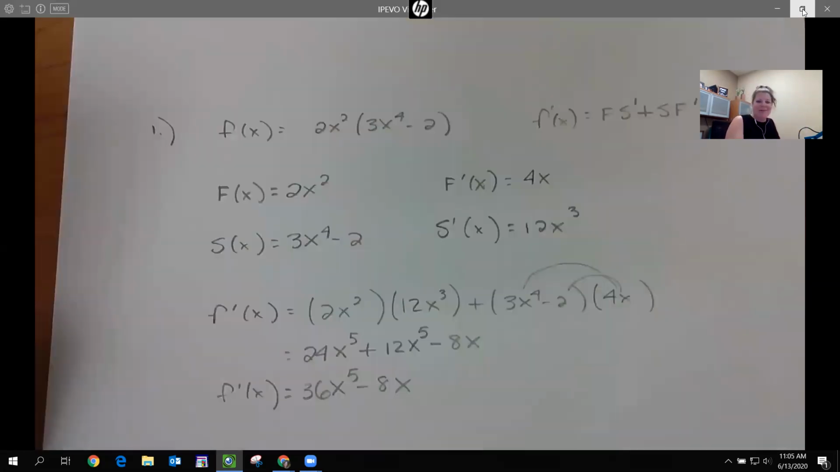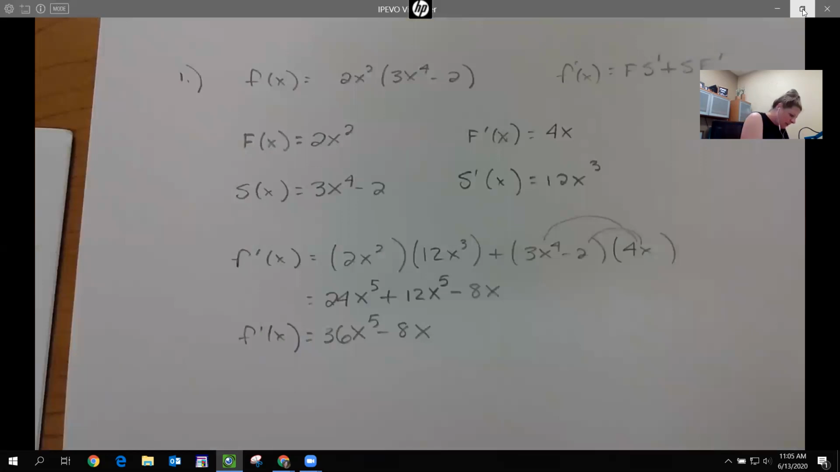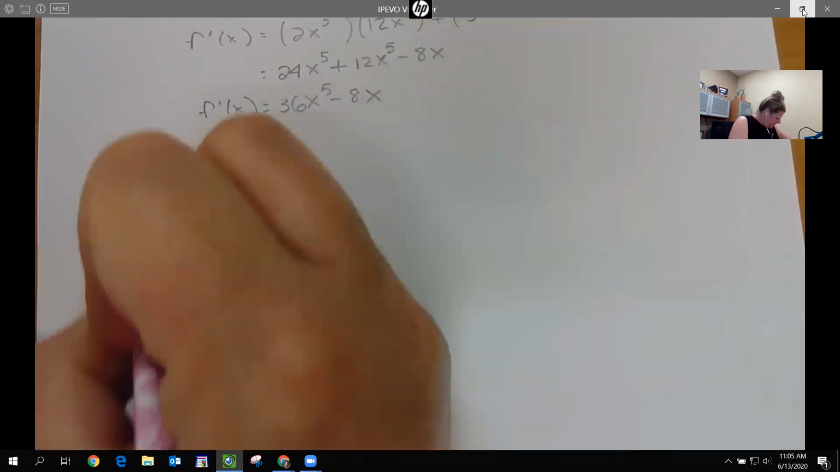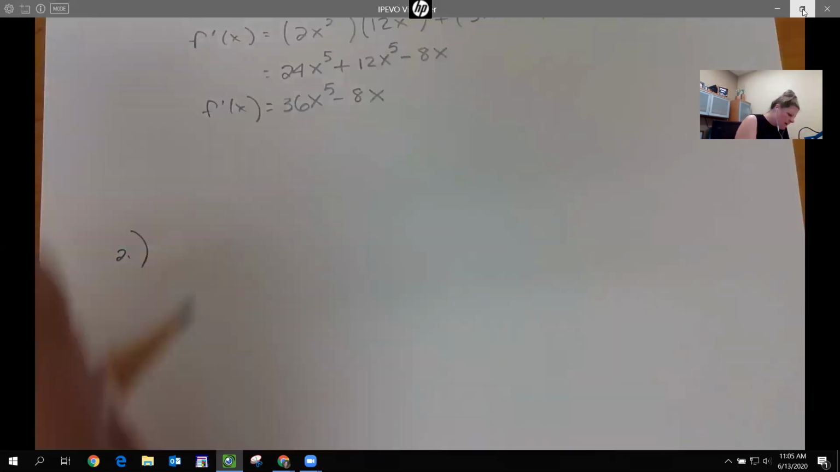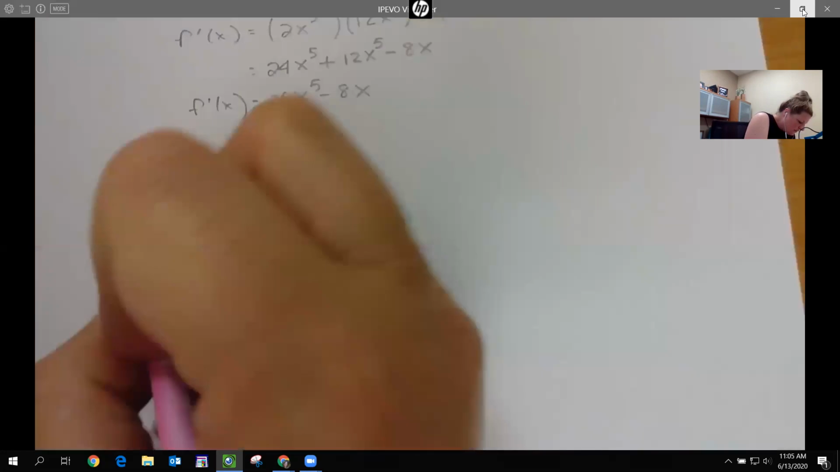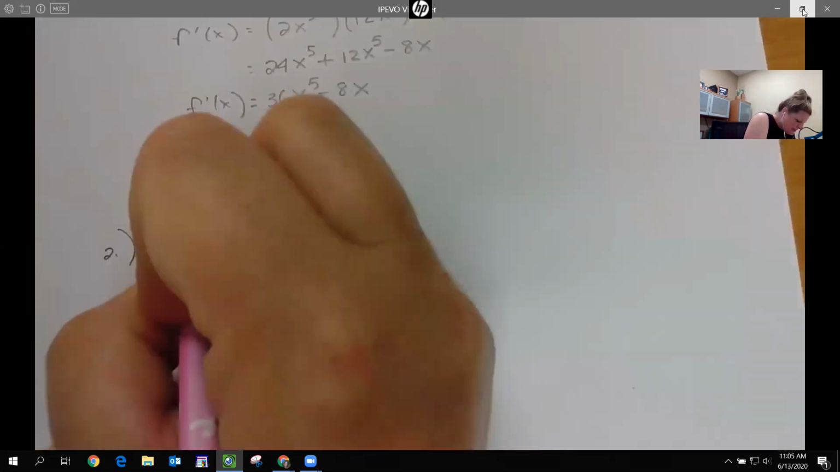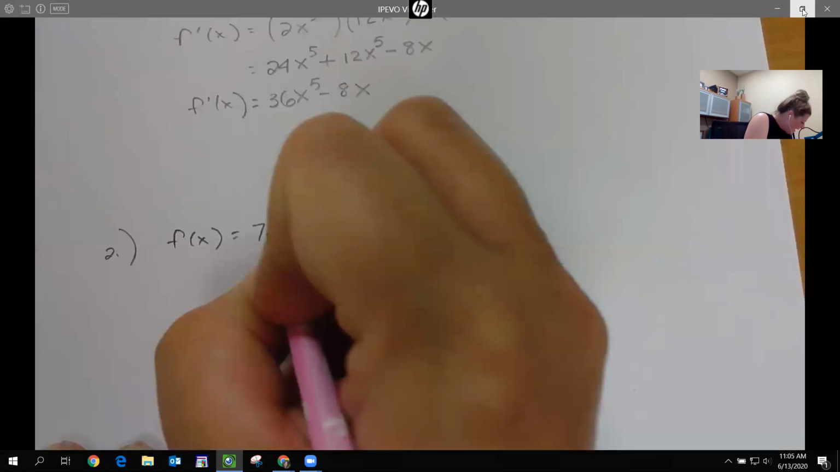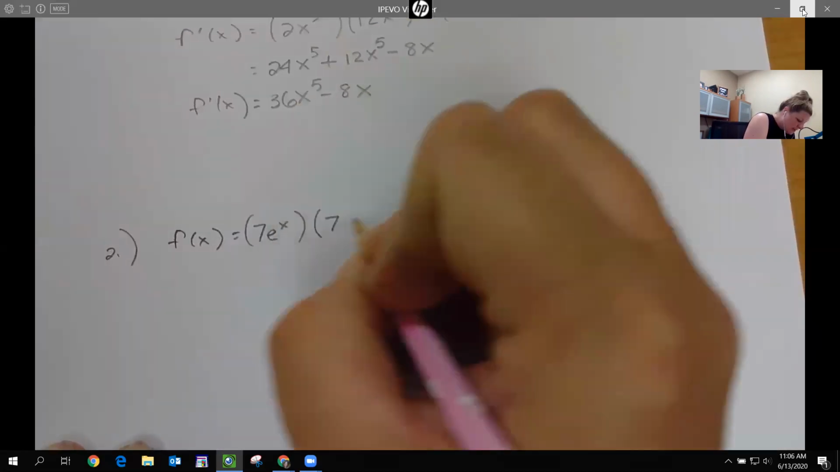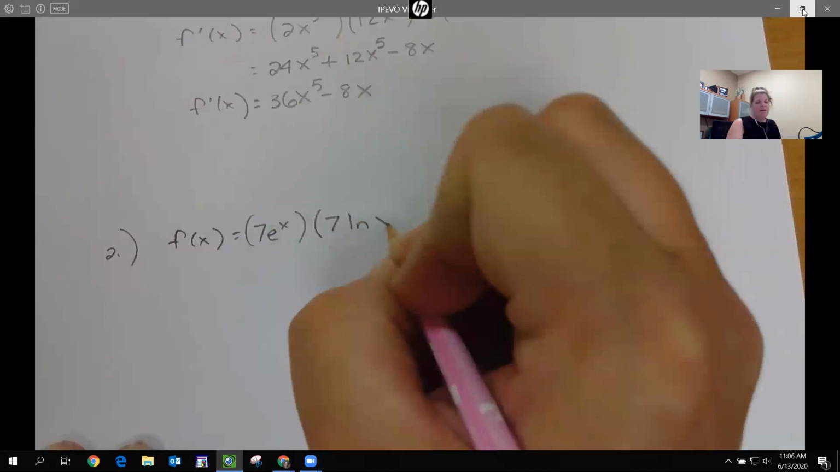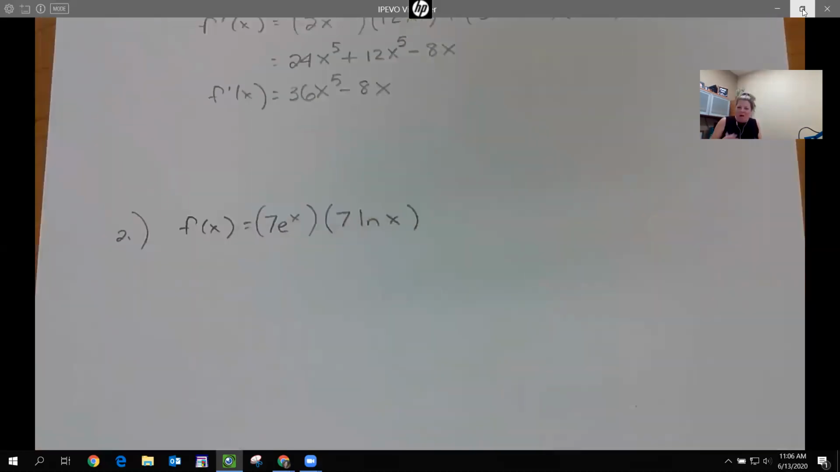Never mind. I had a second problem. So what if I have something that can't be multiplied quite as easily? What if the original function is 7e to the x times 7 natural log of x? So here's a function where I can't multiply it out.